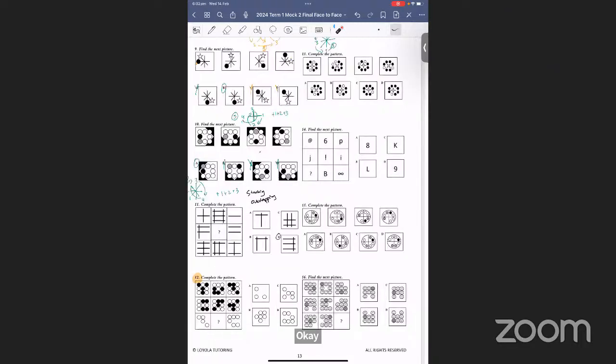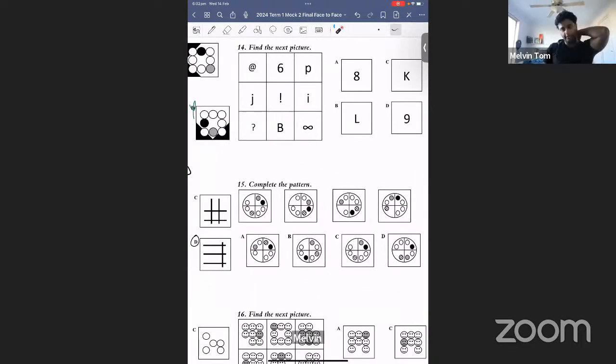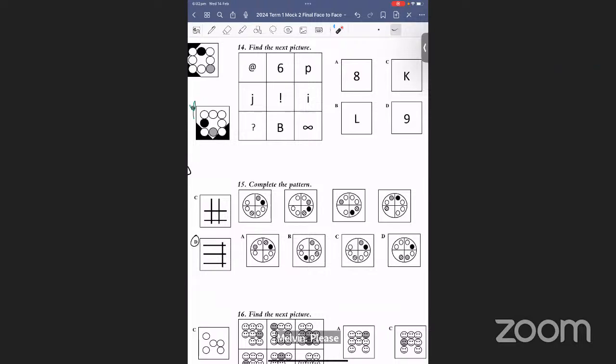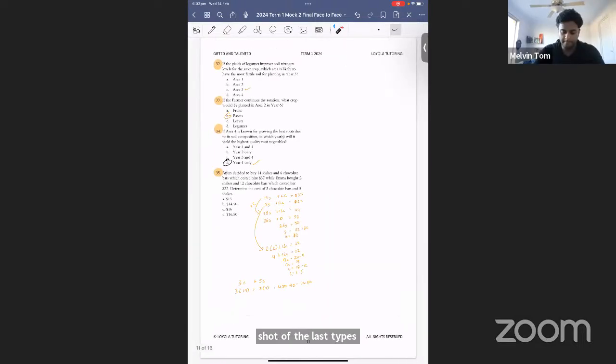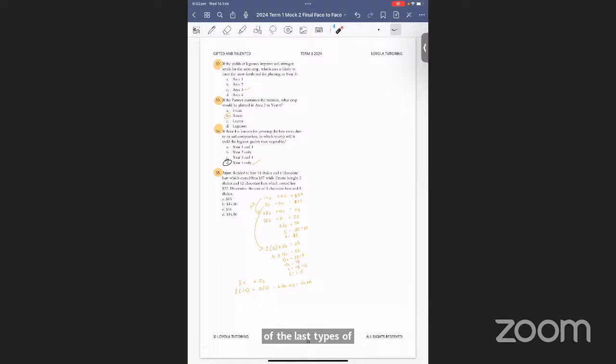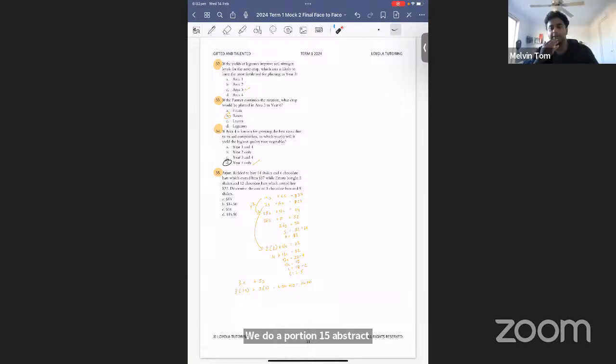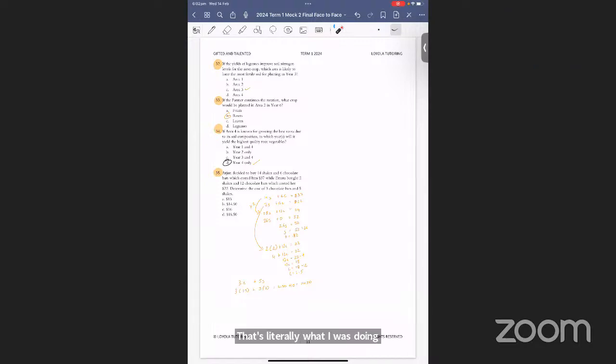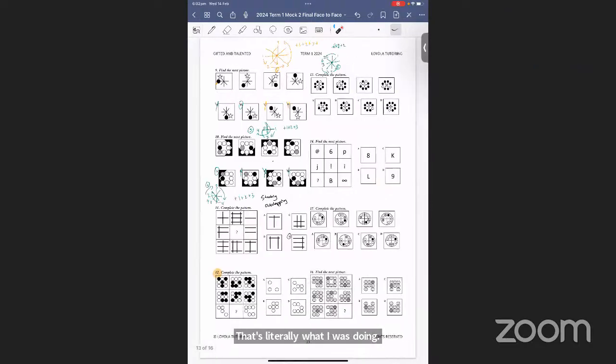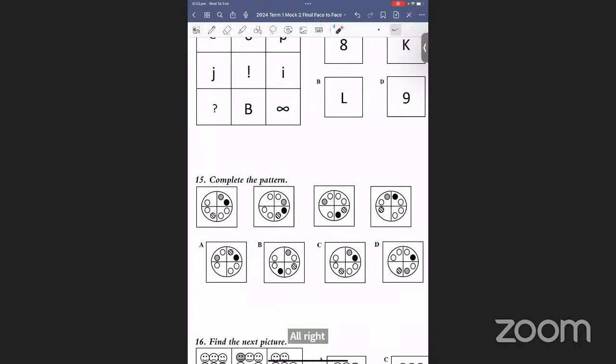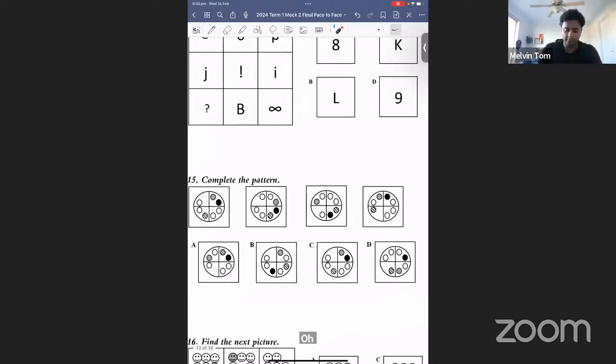Okay. Melvin, question number 25, final question for the day. Yes? Can I take a screenshot of the last page of quantitative reasoning? Mm-hmm. We do question 15 abstract. That's literally what I was doing. Okay, thanks. All right. Okay, question number 15.